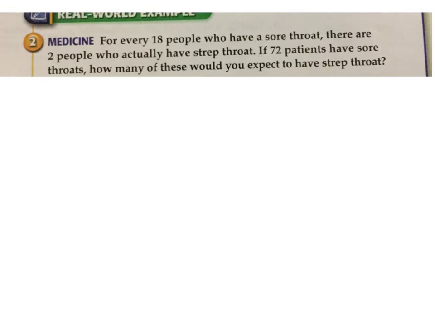Now let's look at the next problem. It says for every 18 people who have a sore throat, which is me because y'all making me do all the talking, I'm one of those 18, there are 2 people who actually have strep throat. If 72 patients have sore throats, how many of these would you expect to have strep throat? So we're kind of making a prediction here. We're wanting to take a ratio that we know and put it onto a larger situation.